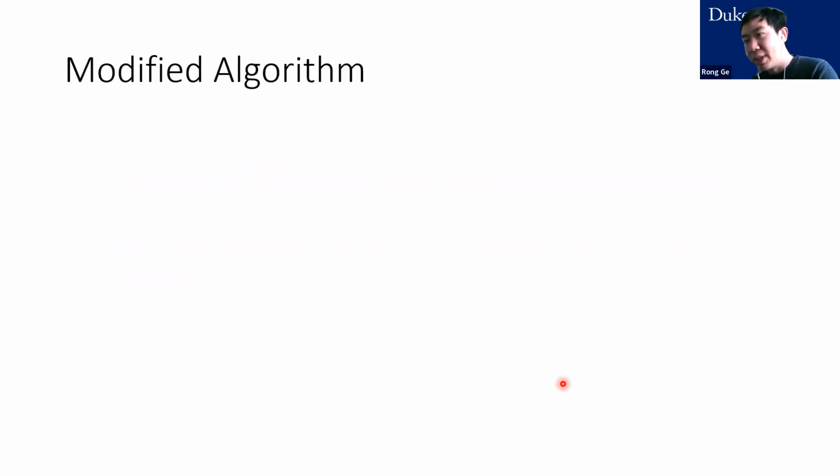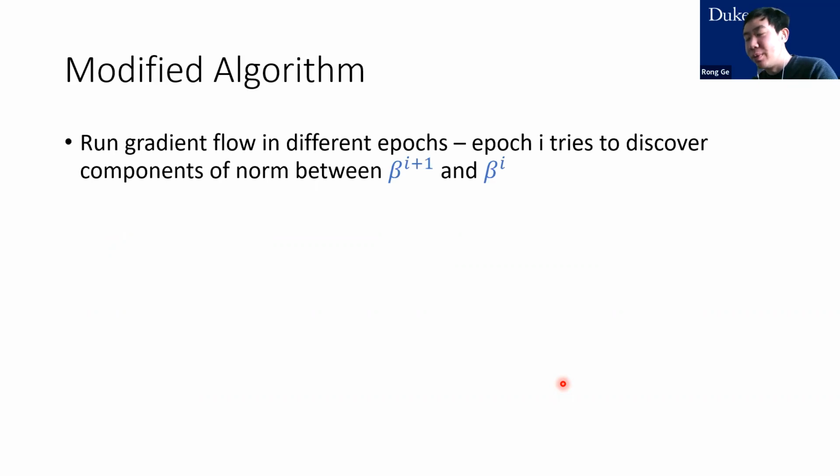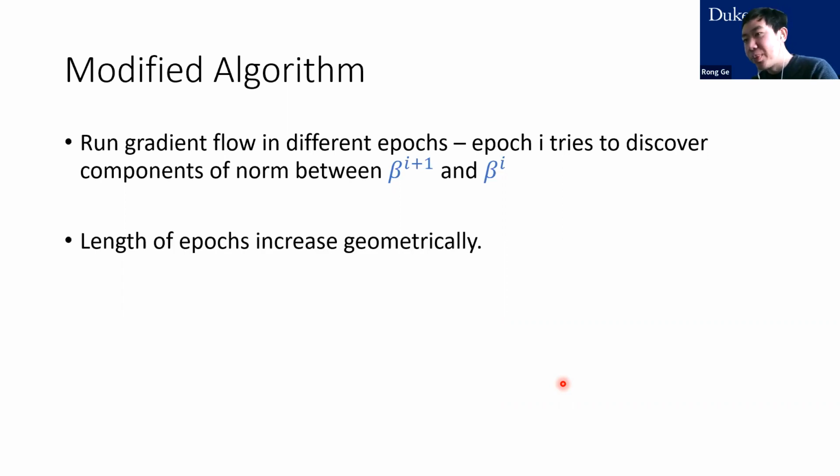In order to achieve our result, we actually had to modify the gradient flow algorithm a little bit. In our modified algorithm, we are going to run gradient flow in different epochs. Epoch I will try to discover components of norm between beta to the power I plus 1 and beta to the power I. Here, beta, think of it as a constant that's smaller than 1. And without loss of generality, we are going to assume all the ground truth components have norm at most 1. The length of the epochs is going to increase geometrically. It's much easier to discover a component that's large, and it takes a much longer time to discover a component of a much smaller norm.